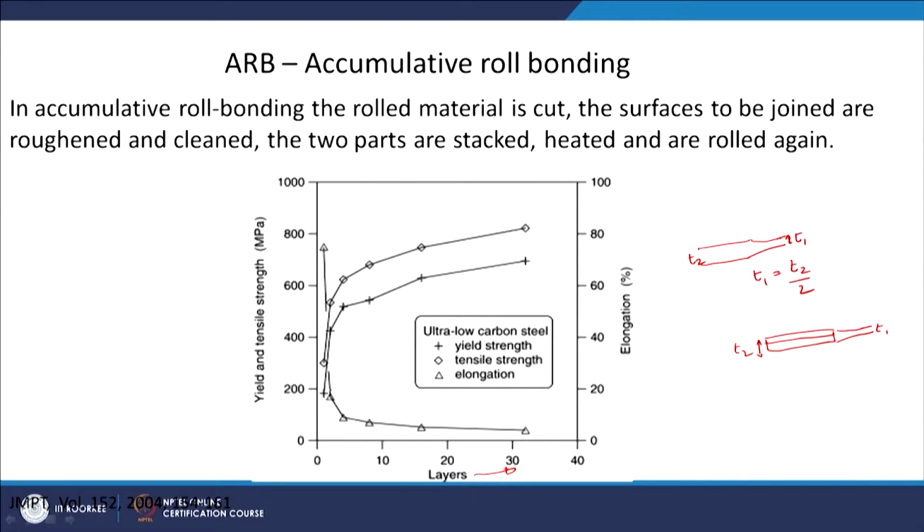You can see that the yield strength is increasing from around 200 megapascal and going up to maybe around 600 megapascal. Similarly, tensile strength is also increasing from around 300 megapascal and going up to around 800 megapascal, but your ductility is reducing. It could reach 80% elongation, now it has reduced to maybe around 5% or so. So, the increase in strength is at the cost of decrease in the ductility.